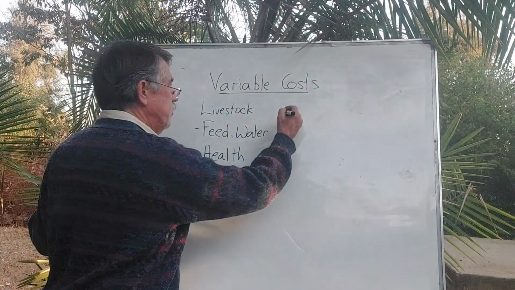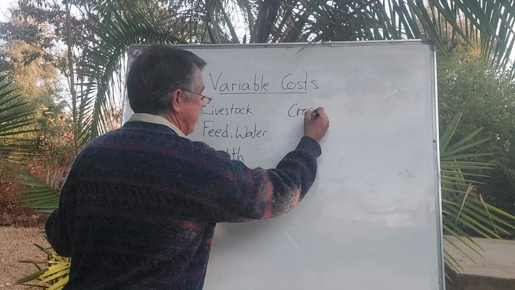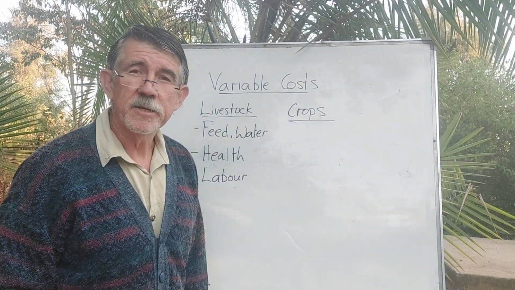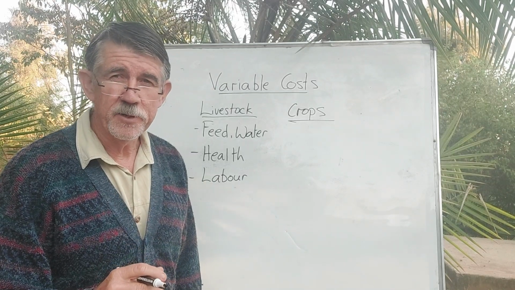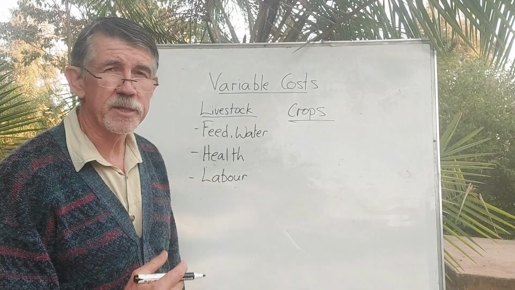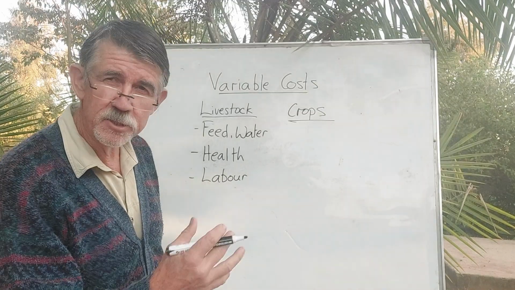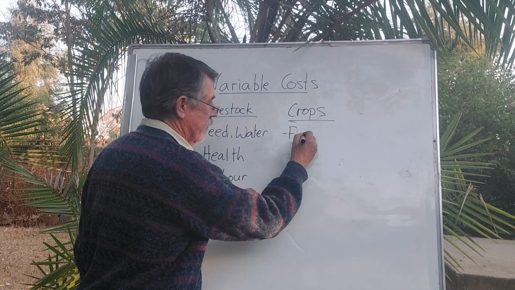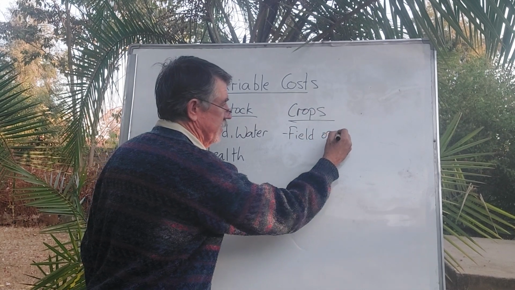When it comes to crops, generally there are many more costs related to growing a crop, but these could be defined in these sort of general categories. The field operations.